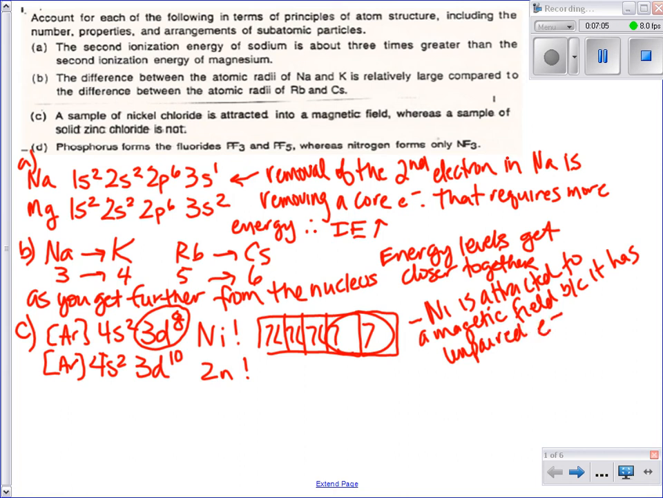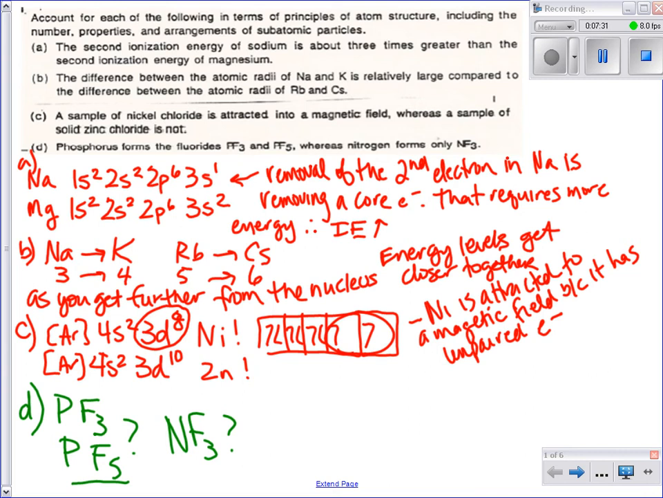All right, Part D, we're going to cover more when we get to bonding, but it's one that I'm fairly certain some of you probably figured out. The question is, why does P have the capability of making PF3 and PF5 while nitrogen can only do NF3? What does it mean to be able to attach 5 things to your central atom? Any ideas?